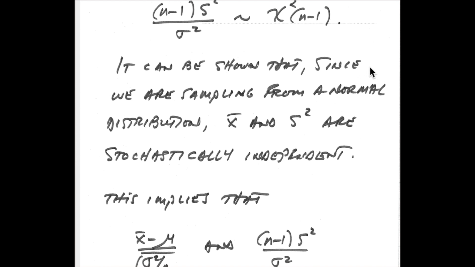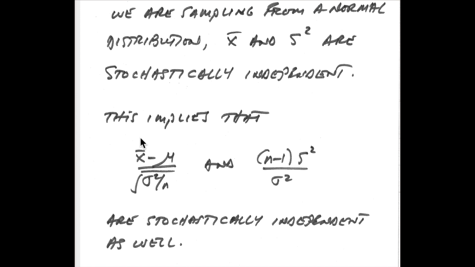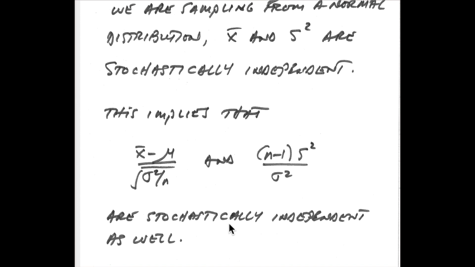So let me just again emphasize the fact that the assumption here is that we're sampling from a normal distribution. And when that's the case, the sample mean and the sample variance are stochastically independent. And so that implies that the standardized version of x bar, x bar minus mu over the square root of sigma squared over n, and also n minus 1 times s squared over sigma squared, those two random variables are stochastically independent as well.